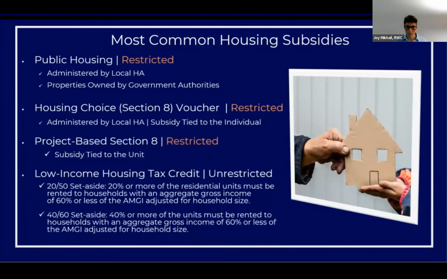Now, an unrestricted program is the low-income housing tax credit property. It is an apartment complex or a housing project which is owned by a developer or a landlord who participates in the federal low-income housing tax credit program. With this particular program, developers and landlords receive a tax credit by providing affordable housing to low-income tenants at a restricted rent amount.